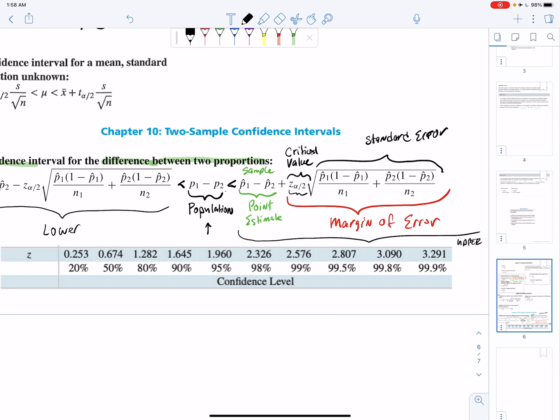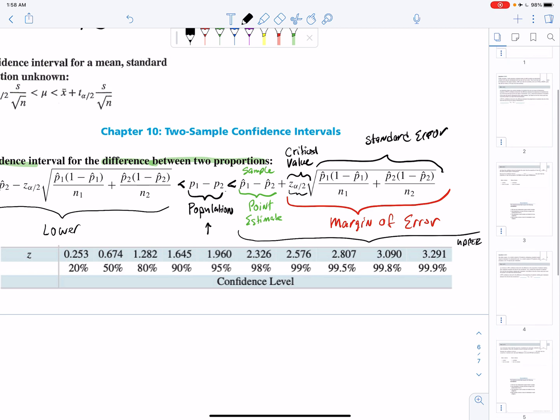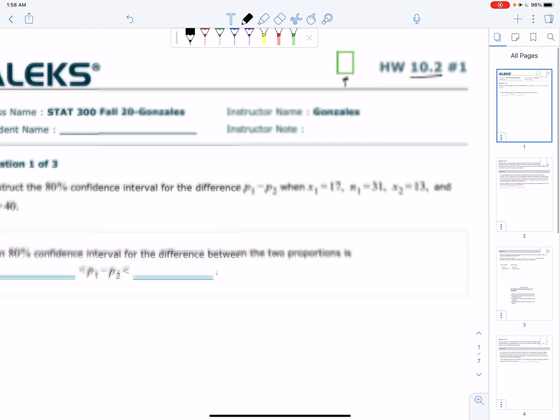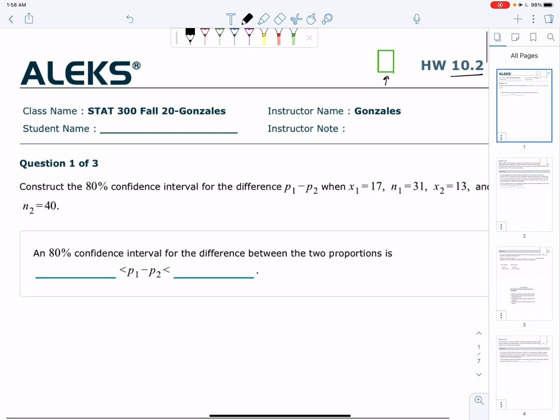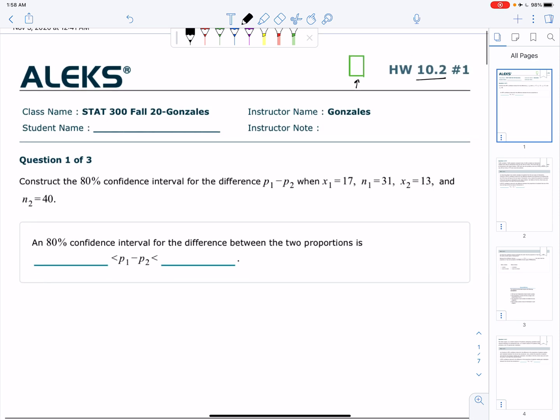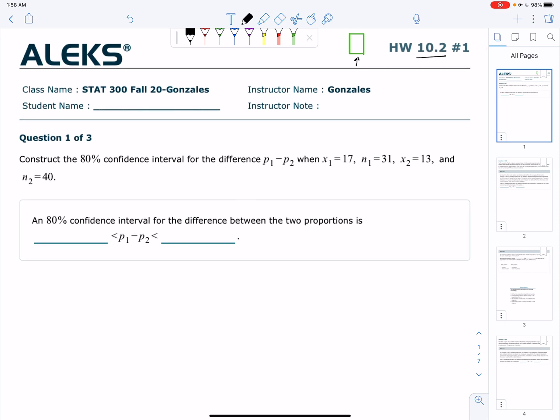All right, so let's go ahead and see if we can do this first problem. We've got 3 problems to work on now. Go to problem number 1. The problem says construct an 80% confidence interval for the difference of p1 minus p2 when x sub 1 equals 17 and n sub 1 equals 31. So this is just the subnotation.